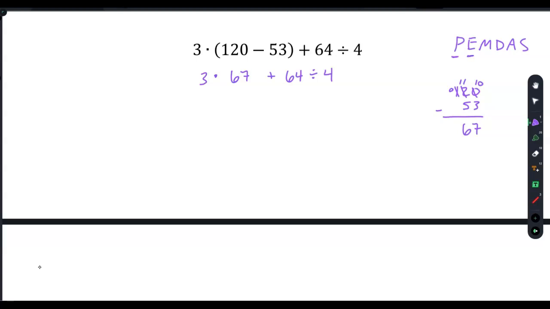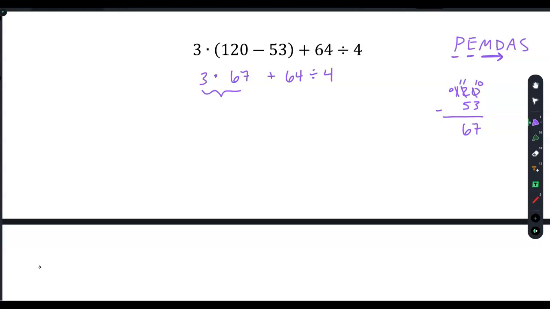So next I would do exponents, and I'm not seeing any exponents in this one, so I'm going to go right past that step and on to multiplication and division, which I do together from left to right. So I do have both some multiplication and some division here. So technically I would do whatever's leftmost. In this case, that's going to be the 3 times 67.